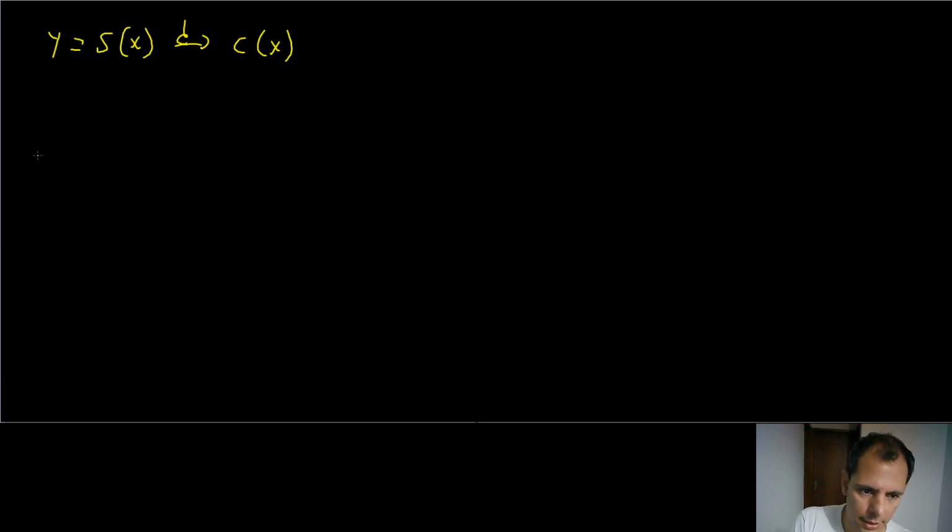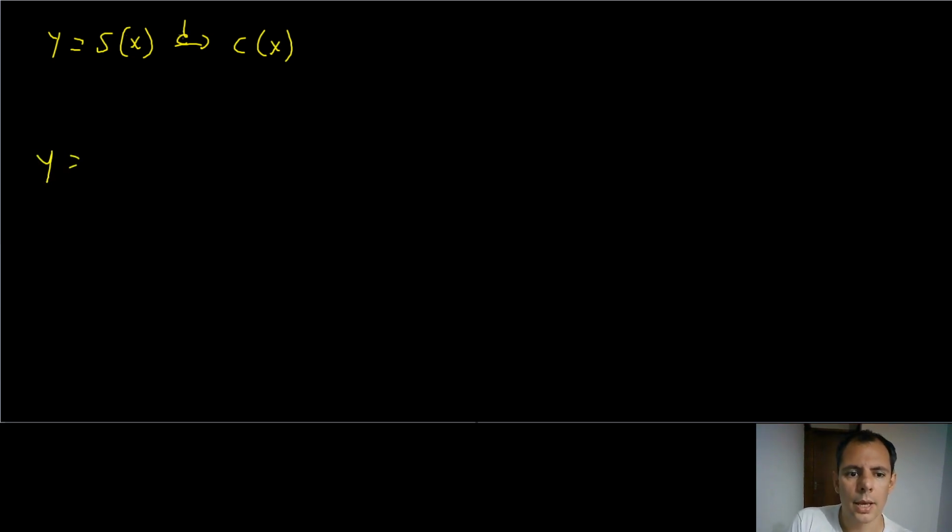Let's see here. For example, y equals the sine of x. What is the differentiation of this? It's the cosine of x, right? But look, it's because x is already in here. I'm going to show you guys something.